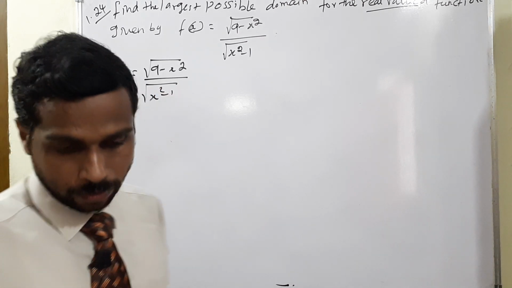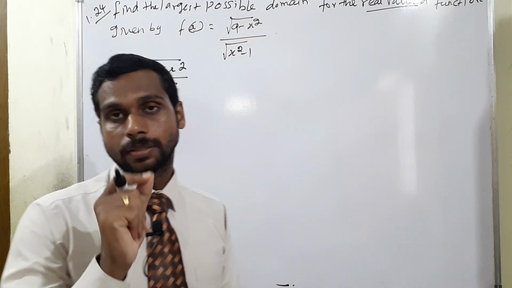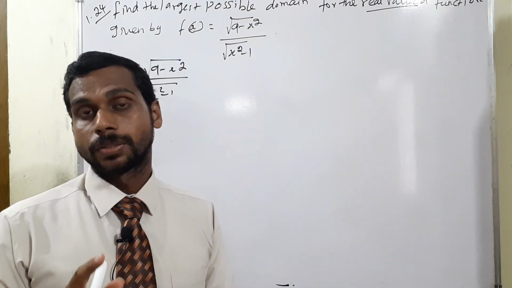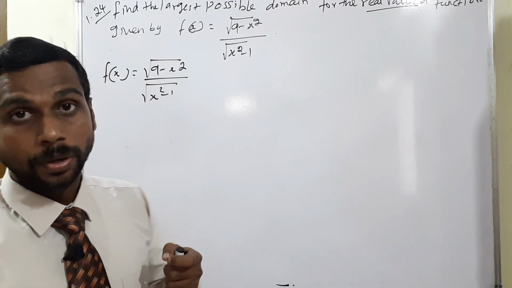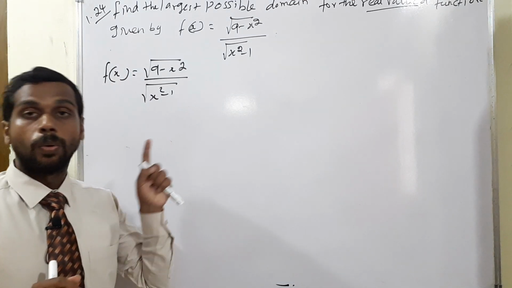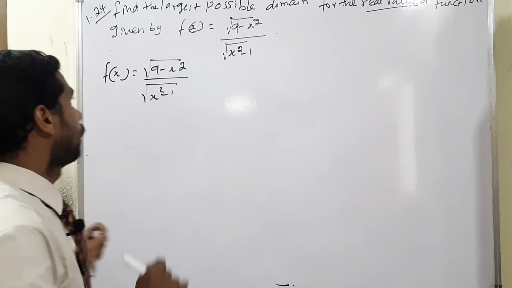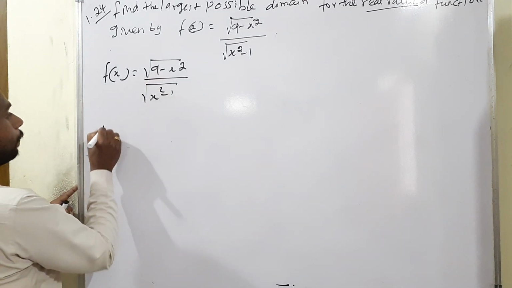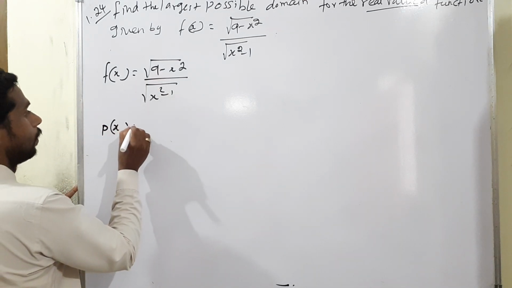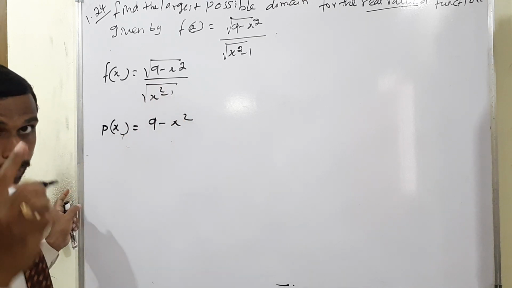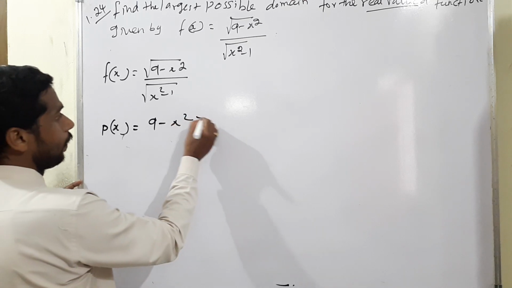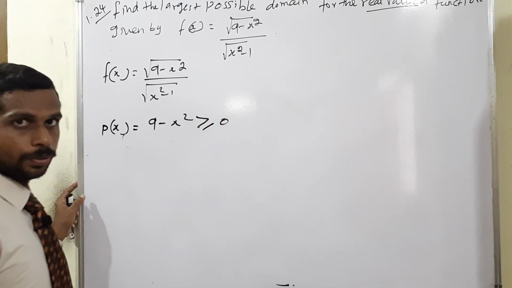In the last or before last question we discussed that whatever number is in a square root must be positive. If any number in the square root is negative, it's not a real root, only imaginary. I am moving to the numerator. Consider p of x, so p of x is equal to 9 minus x square. It must be greater than or equal to 0.